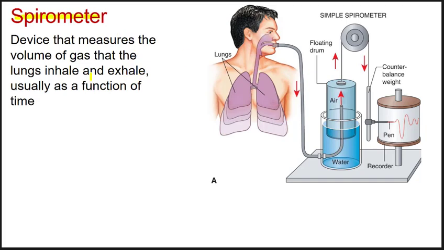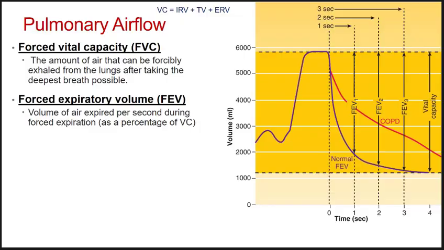A spirometer is a device that measures the volume of gas that the lungs inhale and exhale, and it's usually expressed as a function of time. So how much volume is really moved in a period of time. This is a diagram here of a classic, or simple, spirometer that's showing you how the volume of air that's exhaled and inhaled is recorded as this rising and falling line. And spirometers are used for routine assessment of ventilation.